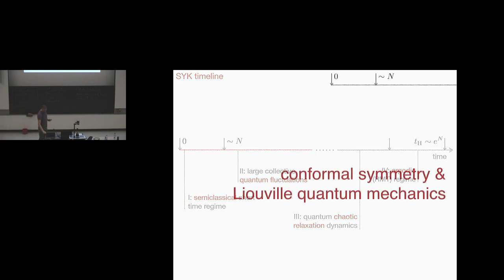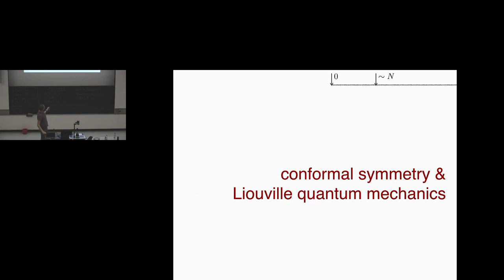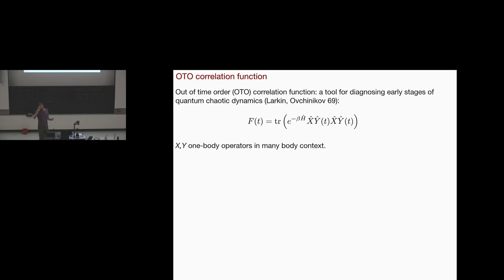So the shortish time regime has been first... let me first introduce the observable in terms of which we probe this type of dynamics, and the master observable which everybody considers in this field is known as the out-of-time-order correlation function, OTOC. They were introduced in the late 60s in condensed matter as a tool to diagnose the onset of quantum chaos in many-body systems or disordered systems or whatever. And it goes like this.